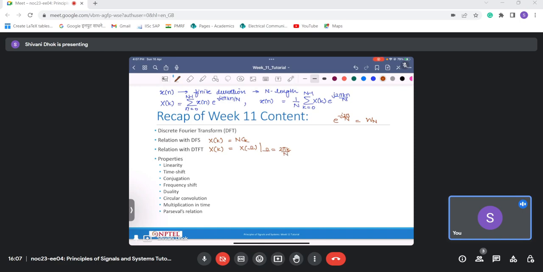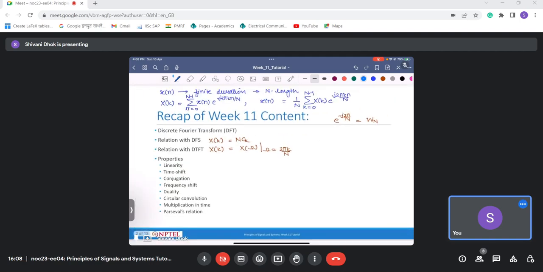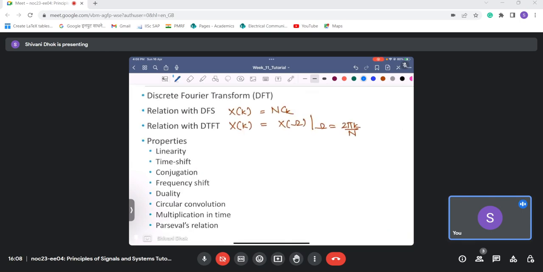After that, there were several properties of this DFT. The first property, as usual, is the linearity property, and it says that if x1[n] has an N-point DFT as X1[k], and x2[n] has an N-point DFT as X2[k], then if I consider a1 x1[n] plus a2 x2[n], this will have DFT as a1 X1[k] plus a2 X2[k].